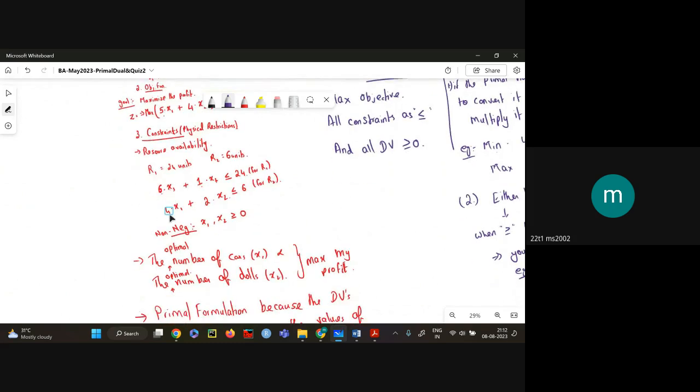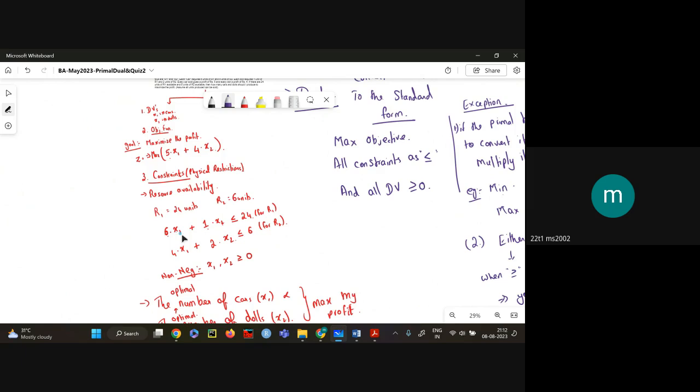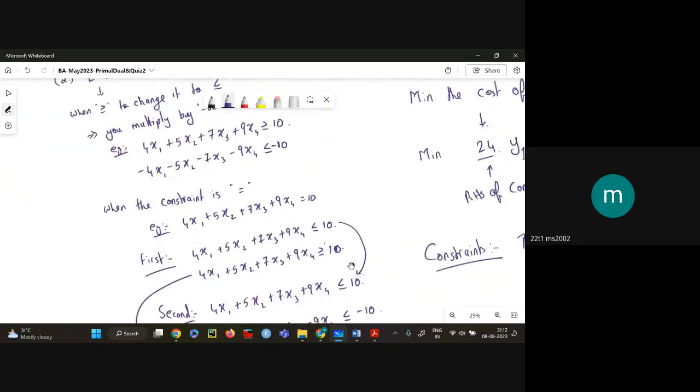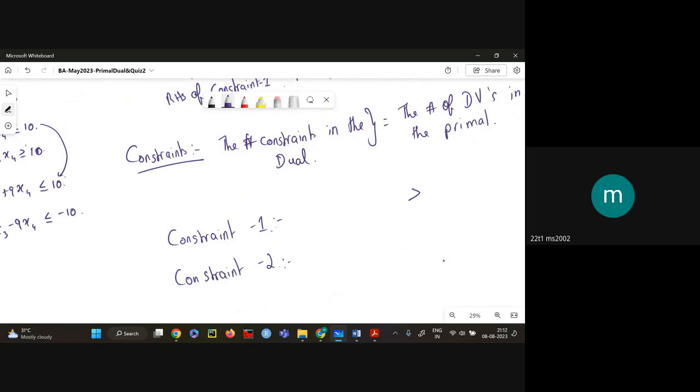So what was the constraint? I could produce one car with 6 units of resource 1. How to say this more easily? Okay, for constraint 1, for every car that I produce, I would make a profit of 5. And for every doll that I produce, I will make a profit of 4. All right. Making sense? This is the RHS.